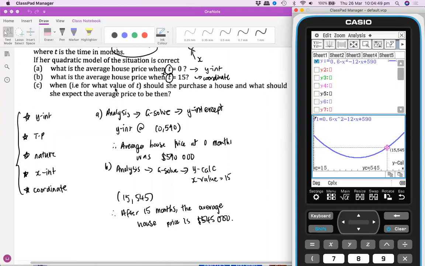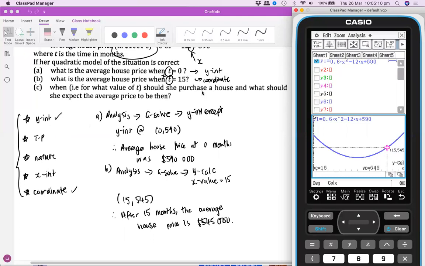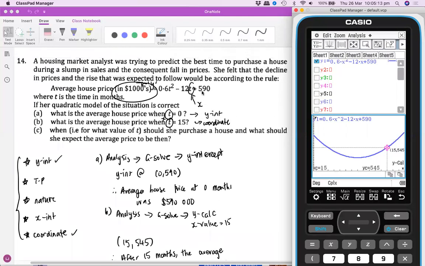Okay, all right. So let's look at this last bit here. For what value of T should she purchase a house, and what should she expect the average house price to be then? I found my y-intercept. I found out the coordinate. Now, which one of these must she be asking for? In this context, no one's going to want to buy a house when it's really expensive. Everyone's going to want to buy it at its cheapest price. So in this case, it's actually going to find the minimum point, or your turning point. That's what we're trying to find.